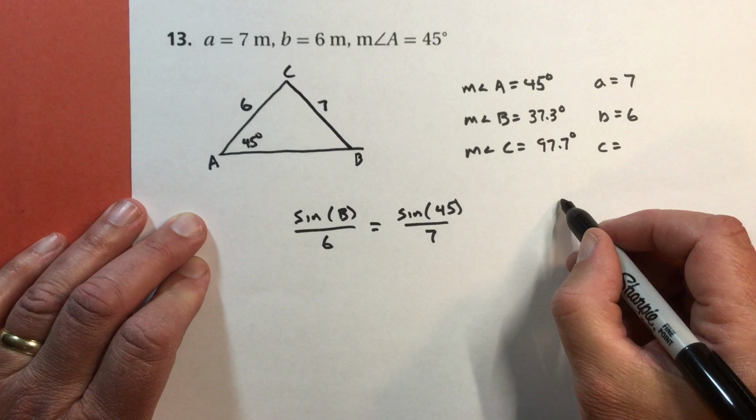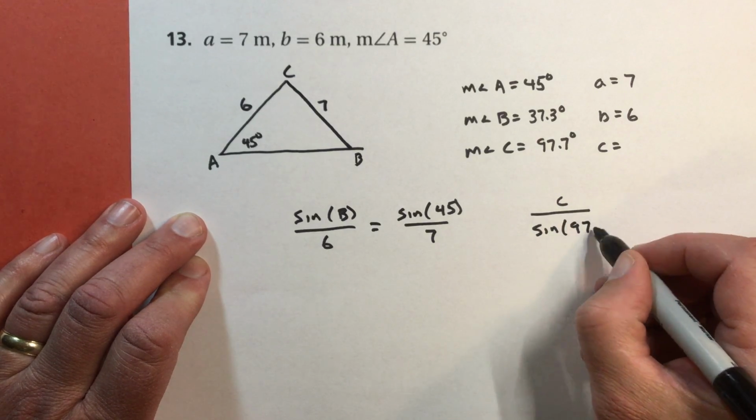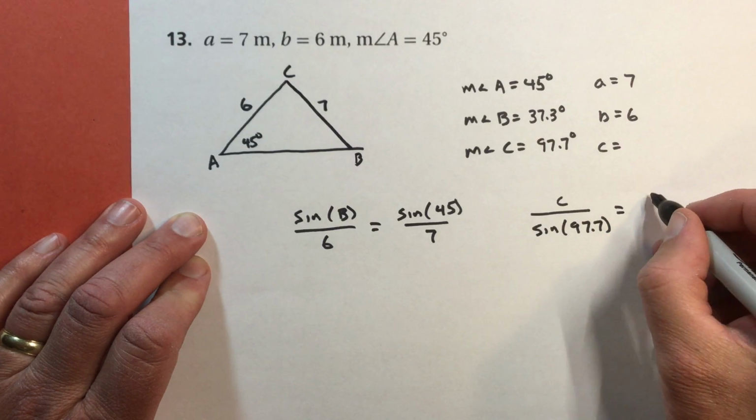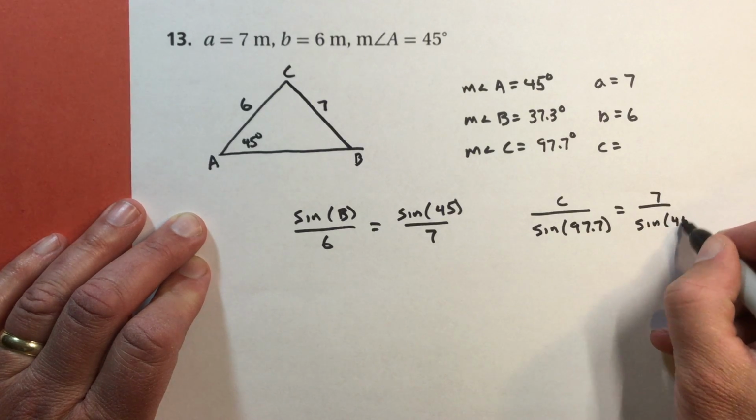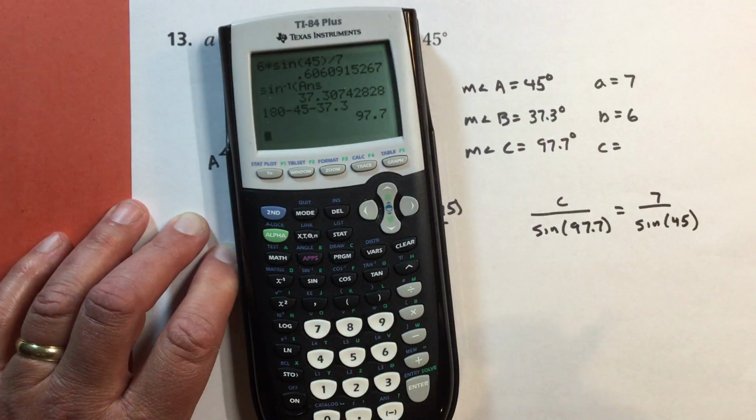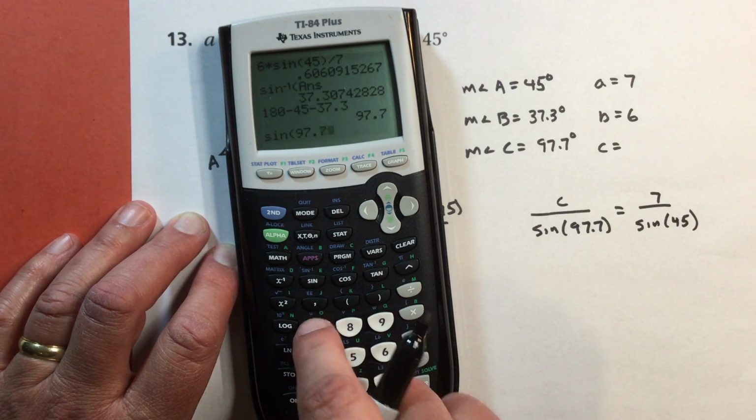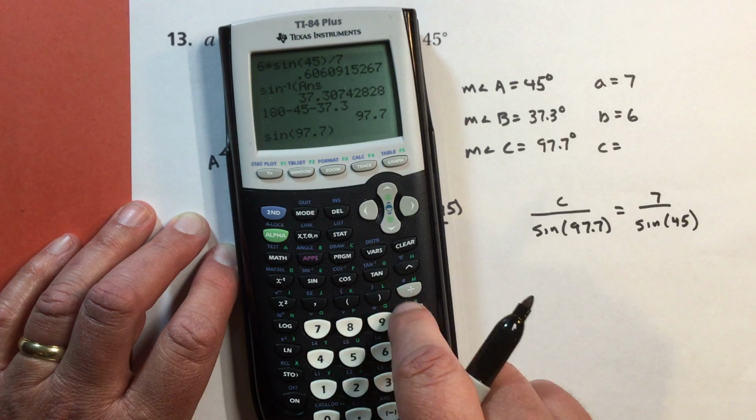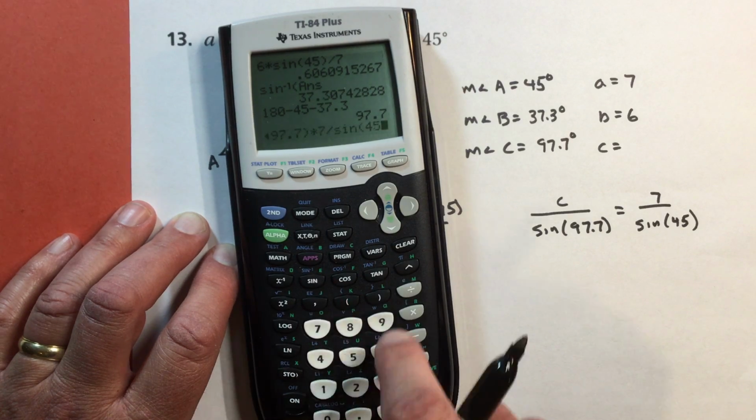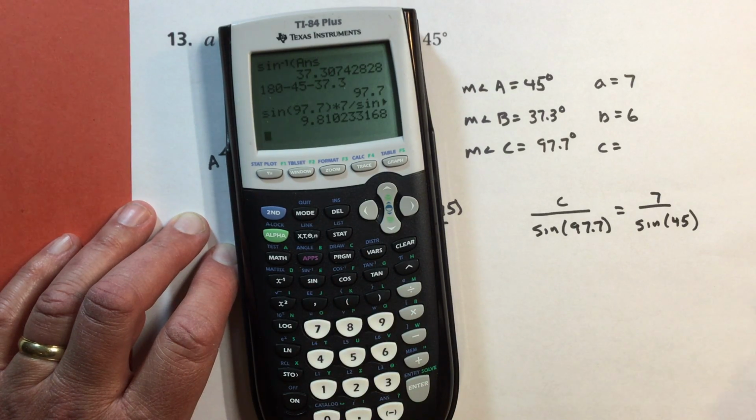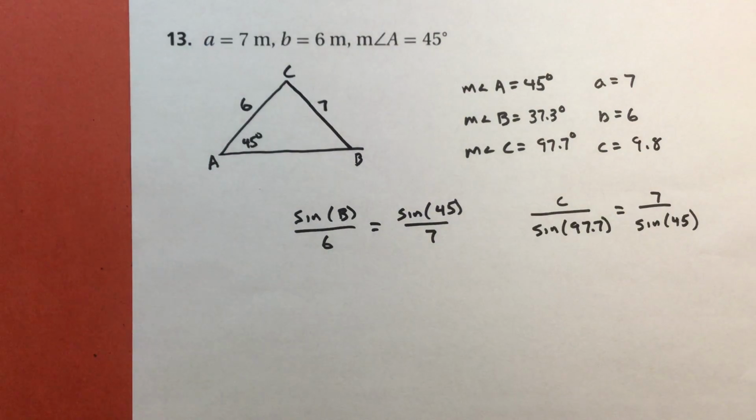And finally, for the last, side C over the sine of angle C equals side A over the sine of angle A. Sine 97.7, close your parentheses, times 7, divided by sine 45, and it looks like I get about 9.8. And of course, I only got one triangle with that.